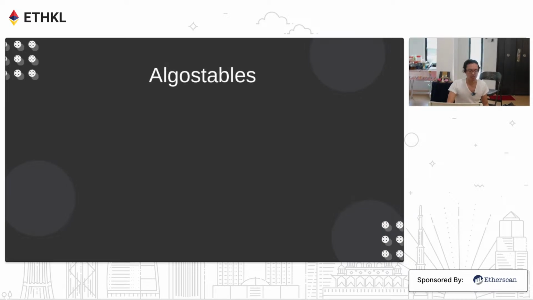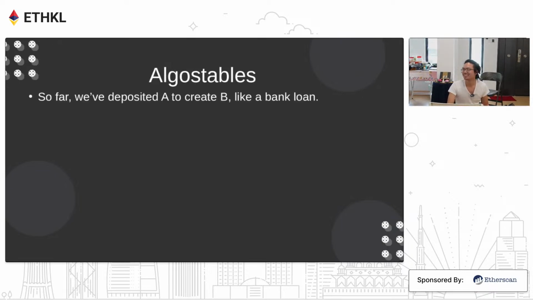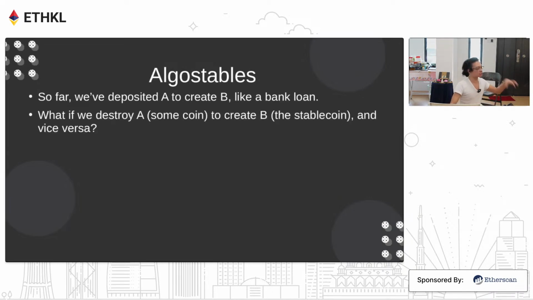So now we come to algo stables. So far, we've just deposited A to create B, and we created B temporarily. We want to destroy B in the end, and then we come back to A, like a pawn shop, exactly like what Harith said. But what if we destroy A to create B? Yeah, we could destroy A to create B, and vice versa.